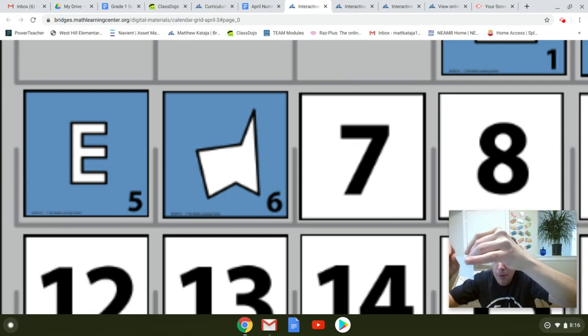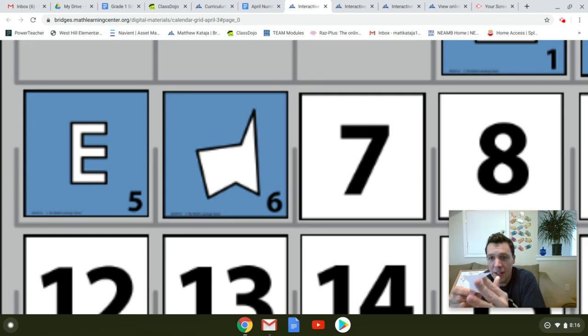Okay. But, Mr. K, what if you just snip off a little there and there? No, you can't do that. That's making a whole new shape. You have to test this shape. You can't alter the shape at all. Otherwise, it's a different shape.